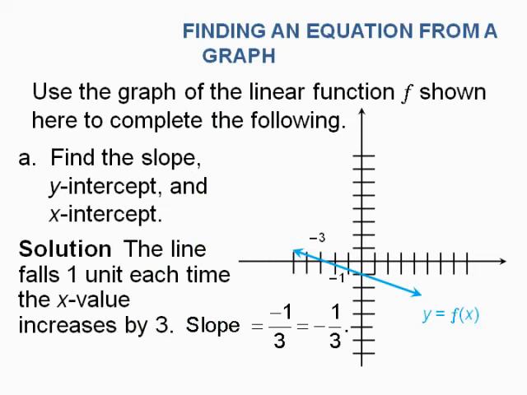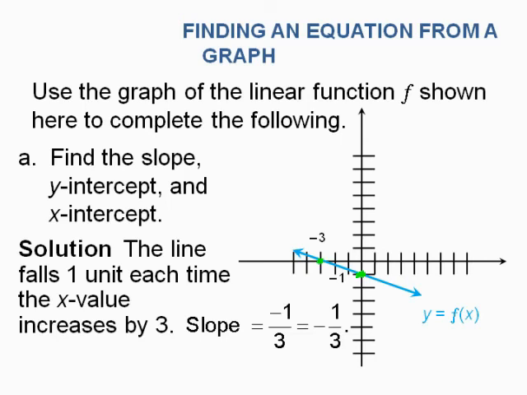All right, now we can also find equations from graphs. So it says use the graph of the linear function f here to complete the following. It says find the slope and y-intercept and x-intercept. So if we keep going here, the line falls 1 unit each time the x value increases by 3. So if you want to, just go ahead and put a point here. Now it sure looks to me like it crosses right here and right here.